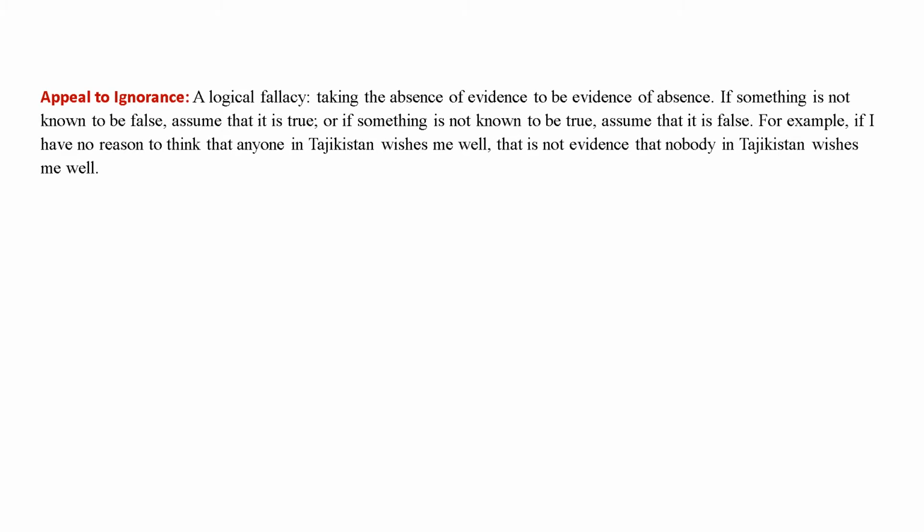So taking these thoughts further, I'd like to start off this lecture with a couple of statistical terms used within this field of analysis to help me make my baseline points for this article. First, appeal to ignorance. This means a logical fallacy, that is to say, taking the absence of evidence to be evidence of absence. If something is not known to be false, assume that it is true, or if something is not known to be true, assume that it is false. For example, if I have no reason to think that anyone in Tajikistan wishes me well, that is not evidence that nobody in Tajikistan wishes me well.